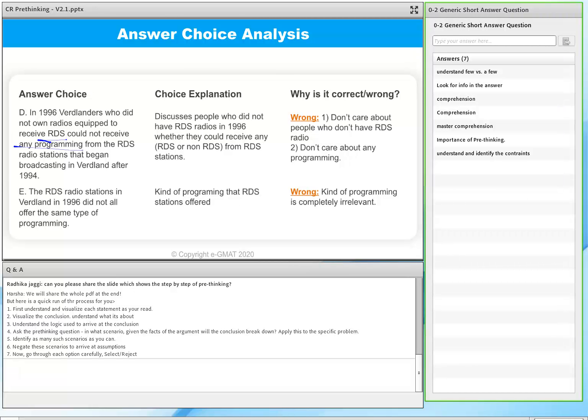Importance of pre-thinking, really important. Why? Because it focuses you on what the conclusion is about and how the logic fits into the conclusion. Really important over here. Okay, with that, let's go to the next question.